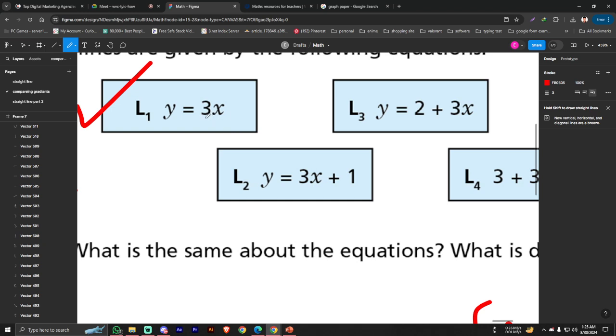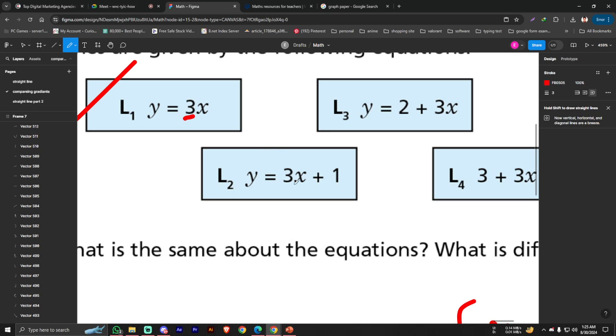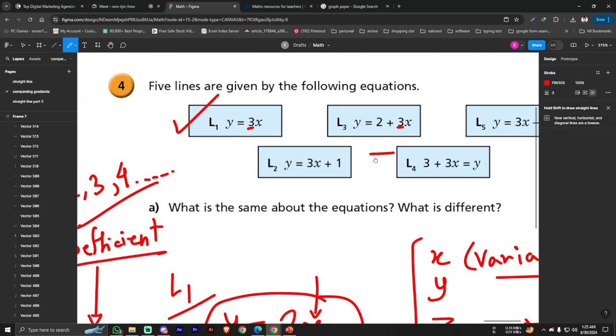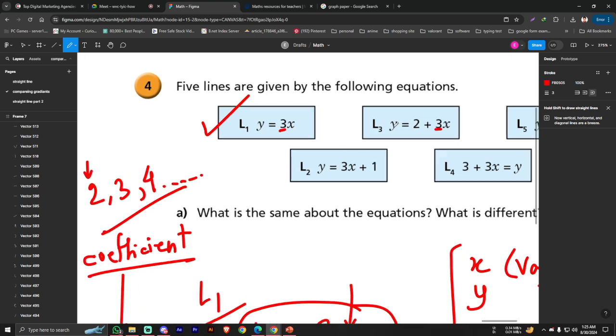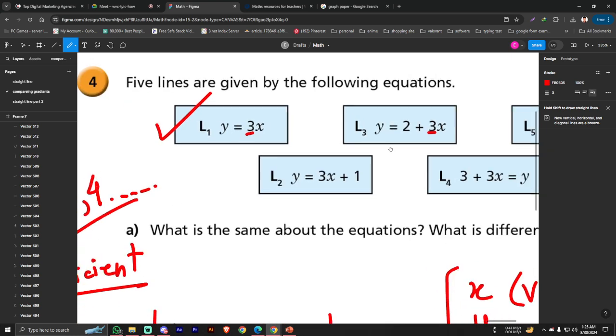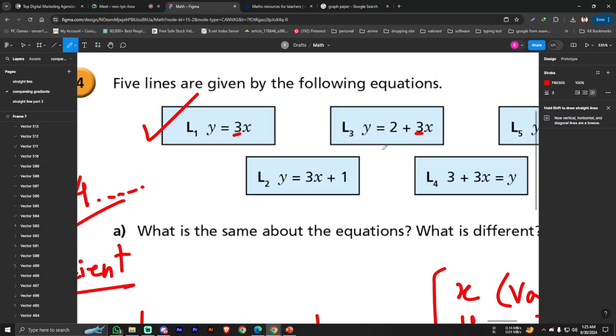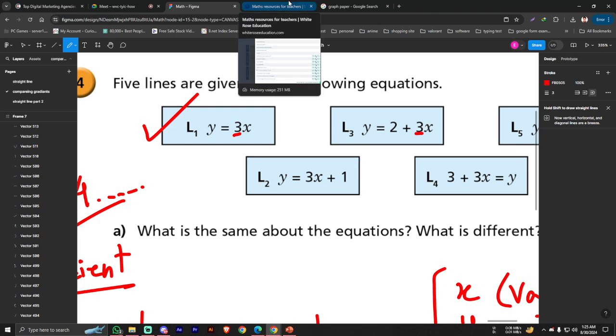Yes, I do understand. This one is the coefficient. And another thing about the coefficient, it's a fixed value, unlike a variable. Just a minute, wait a minute.